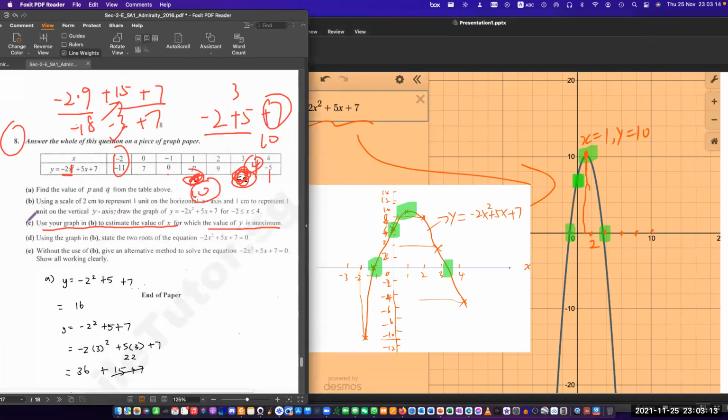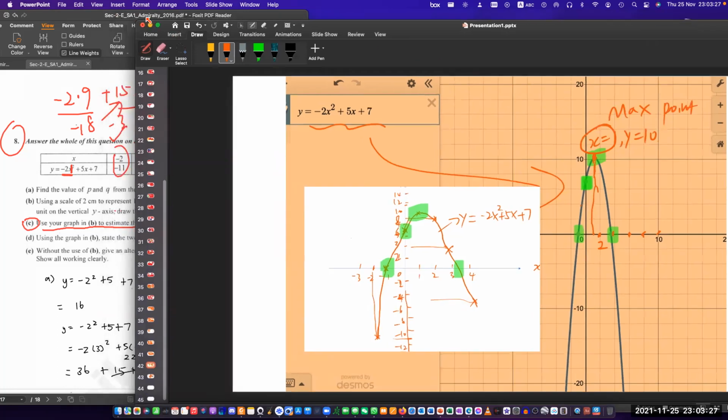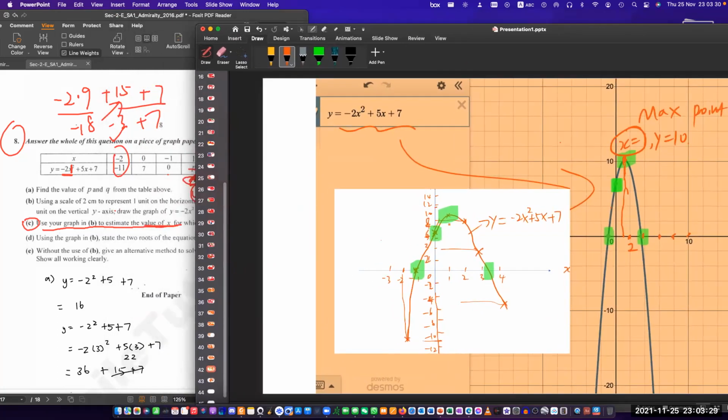So I have answered this part C already. The value of x when y is maximum, so x equals 1. This is the max point. Okay? So in fact, correct. x is equal to 1 when y equals 10. And this is the max point. So the Desmos graph and even this freehand graph, they both point to the same point and they both have the same answer for part C.